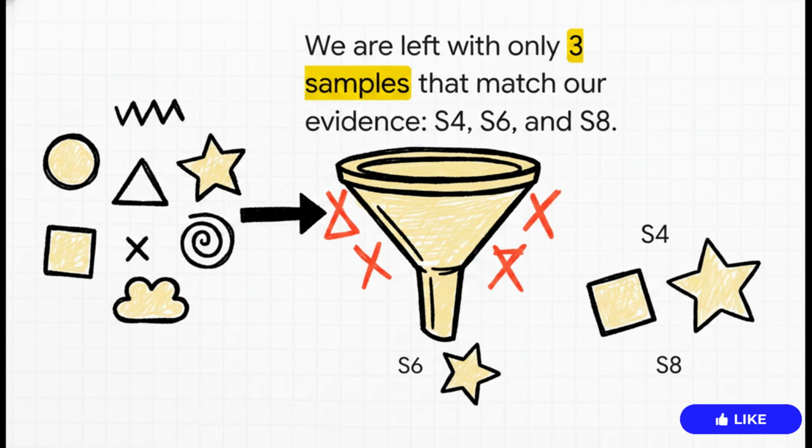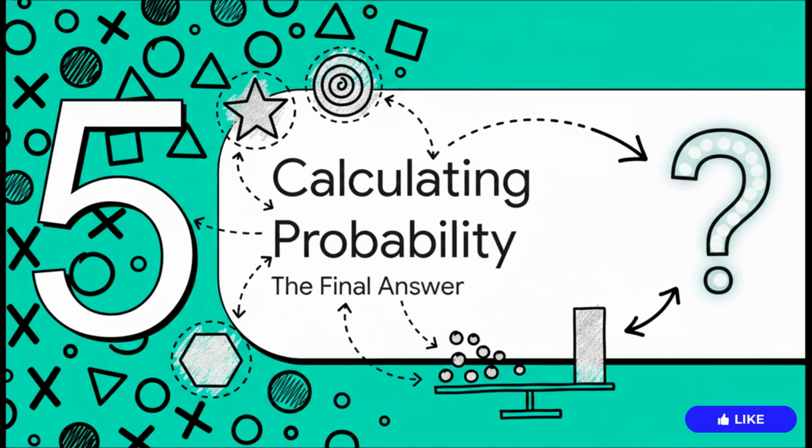This little group is our new world, our new data set. It's the only data that matters now. Believe it or not, we've done all the hard work. We threw out all the irrelevant stuff. Now, using only our 3 accepted samples, we can finally answer the original question and calculate that probability.